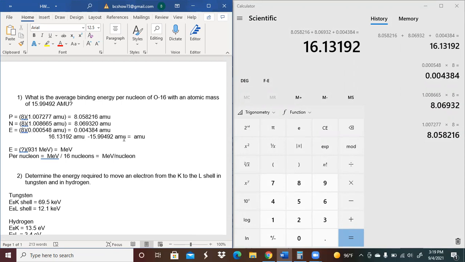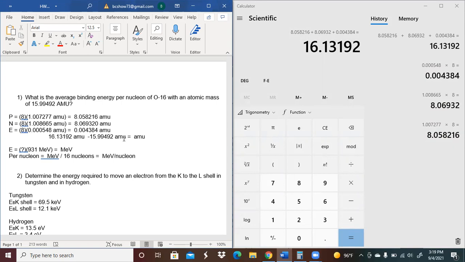Now, what does this mean, the average binding energy? What is binding energy? What sort of meaning does that have in this? All I've done up to this point is add together all of the component parts for the oxygen atom, and I've come up with a weight. What that value in the question is telling you is that if you actually weigh the atom itself, you're going to come up with 15.99492 AMU.